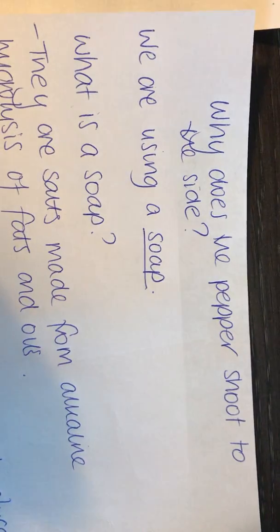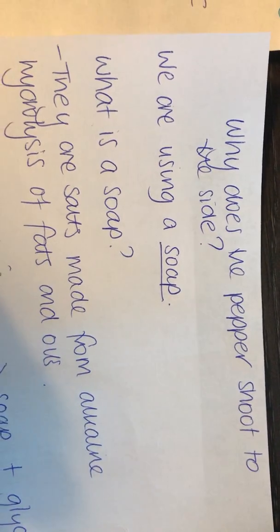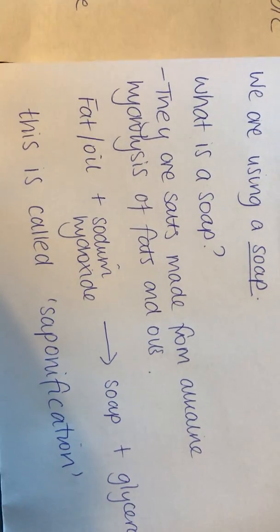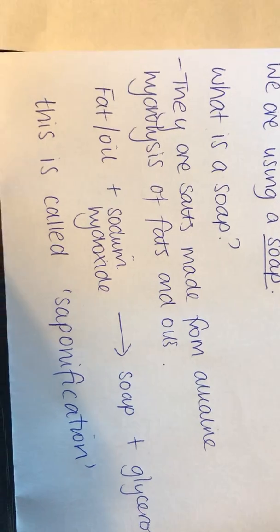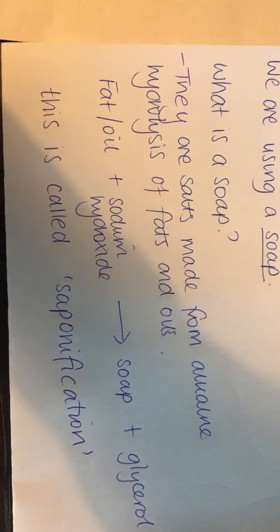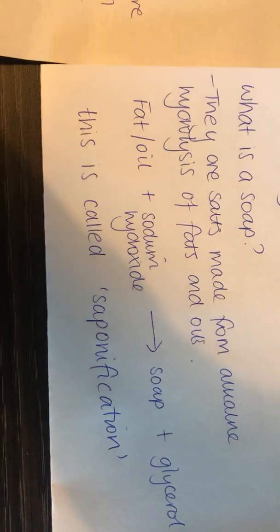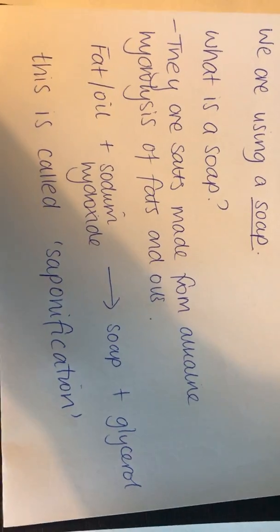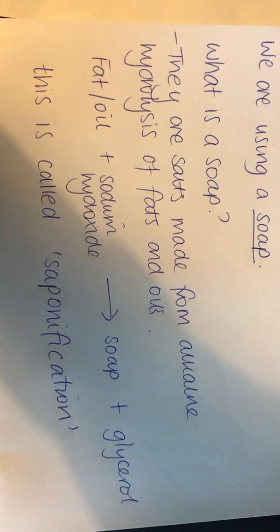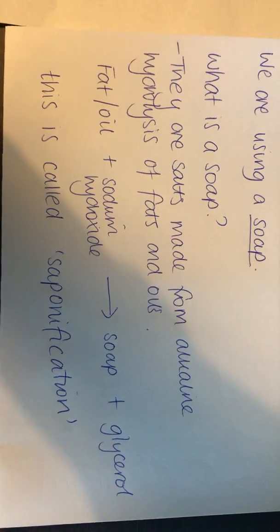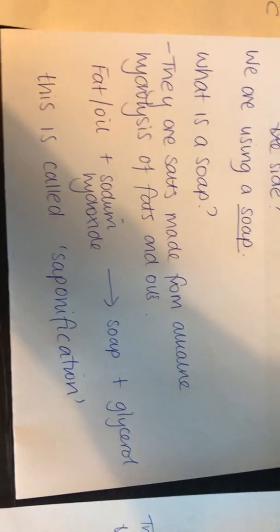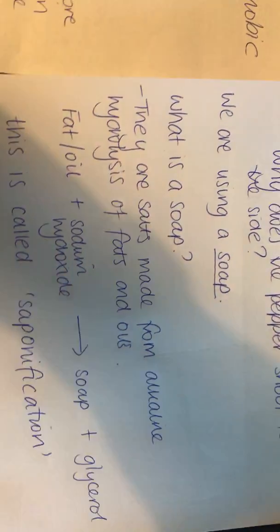But why does the pepper shoot to the side? We're using a soap. Okay, so soaps are salts made from alkaline hydrolysis of fats and oils. So a hydrolysis of fats and oils looks like this. So we've got a fat or an oil. We add sodium hydroxide, which is an alkali. That is why it is alkaline hydrolysis. And we get soap and glycerol. This is called saponification. So that is the process of making a soap.